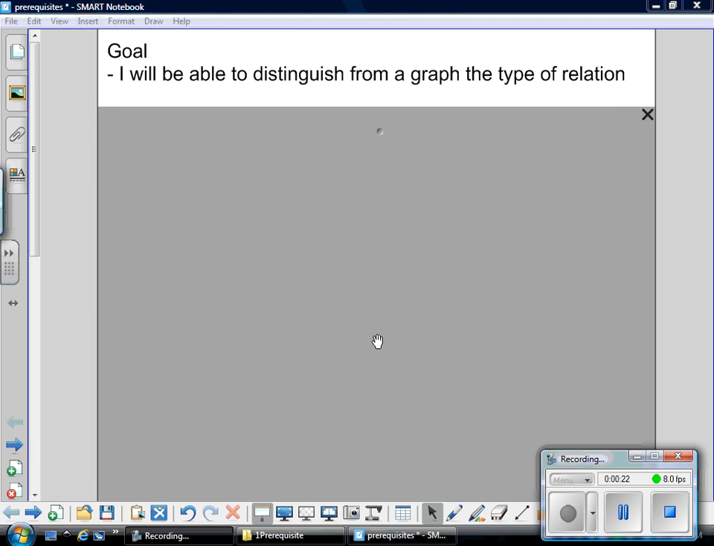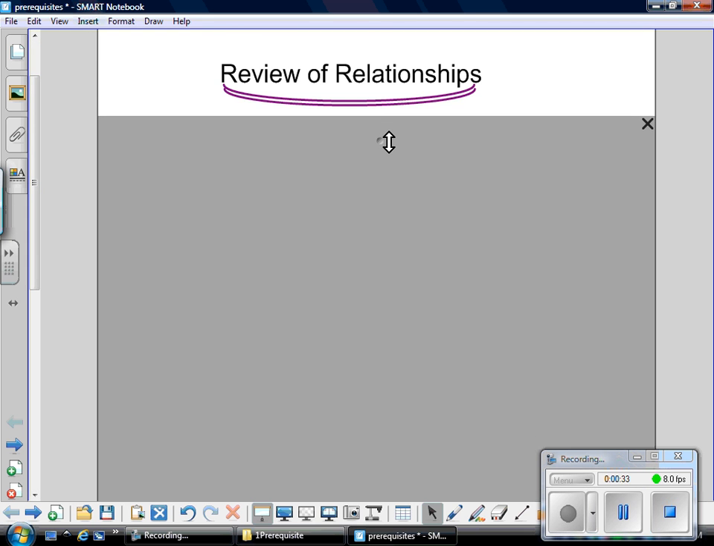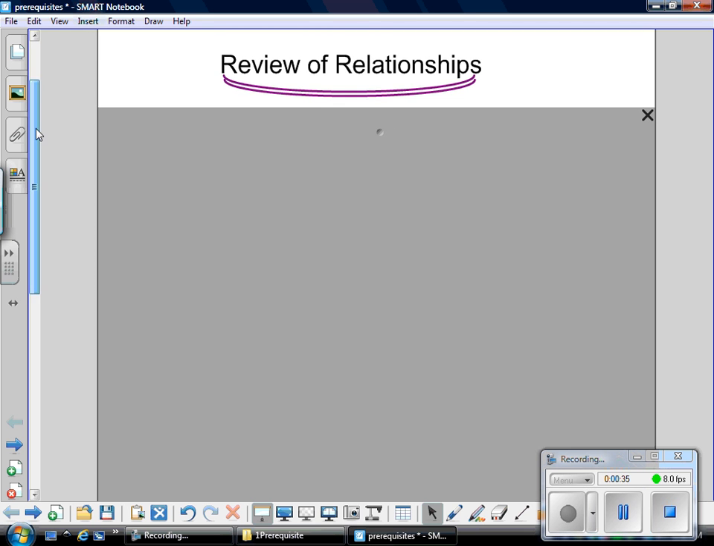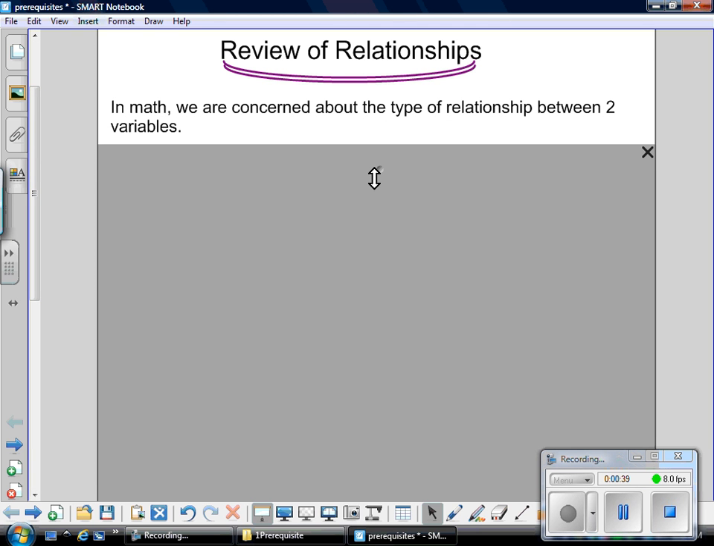So our prerequisite skill today is: I will be able to distinguish from a graph the type of relation. So this is reviewing actually different types of relationships that you've seen thus far in your high school career. So first of all, in math, we're concerned about the type of relationship between variables. Just as there's relationships between people, there are relationships between variables.